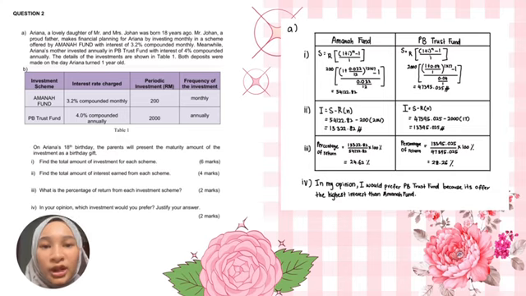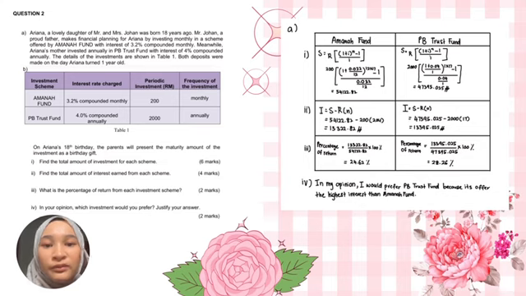For PB Trust Fund, I equals 47,395.02 minus 2,000 times 17. And we got the answer 13,395.02. Next is 3 Roman. We need to find the percentage of return for each investment. For Amanah Fund, 13,322.82 over 54,122.82 times 100%, and we get 24.62% as the percentage of return.